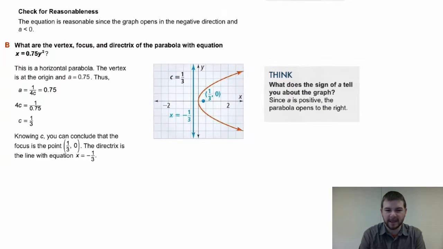And this is an interesting thing to consider. At the right here, what does the sign of a tell you about the graph? Well, with a vertical parabola, recall that a positive a value meant an upward opening parabola, and a negative a value meant a downward opening parabola. Similarly, a positive a value in a horizontal parabola means the parabola opens to the right. And as you probably guessed, if a is negative in a horizontal parabola, the parabola opens to the left.